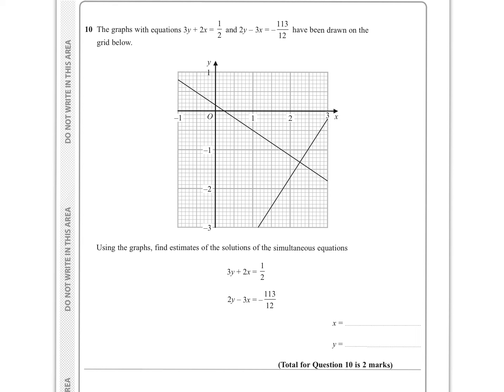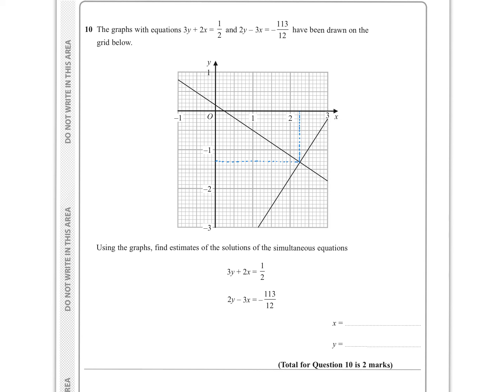Question 10. We're given the equations of two straight lines that are shown on the graph, and we just have to find estimates for the solutions of the simultaneous equations. So all we have to do is look where they cross here. So you'd use a pencil and a ruler. I'm just going to use my pen. I don't have a ruler with me. So that's my x value, and then here is my y value. And now I'm going to look very carefully and see what those values are.